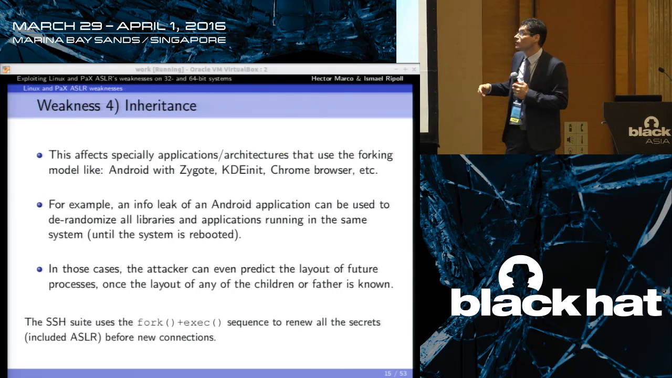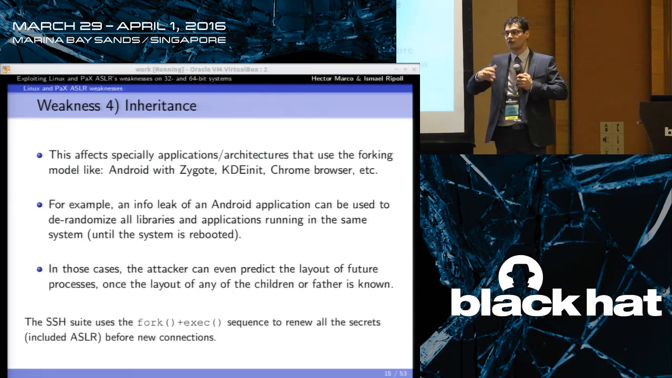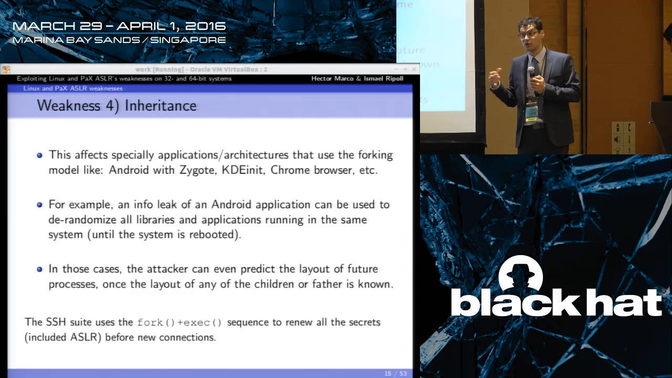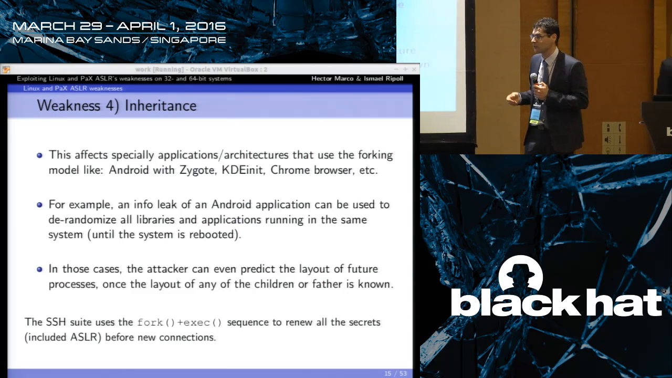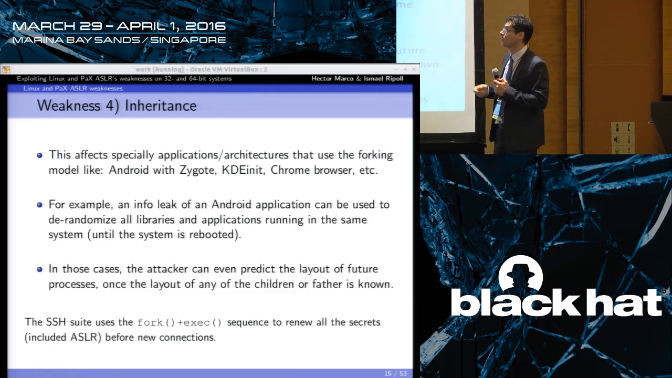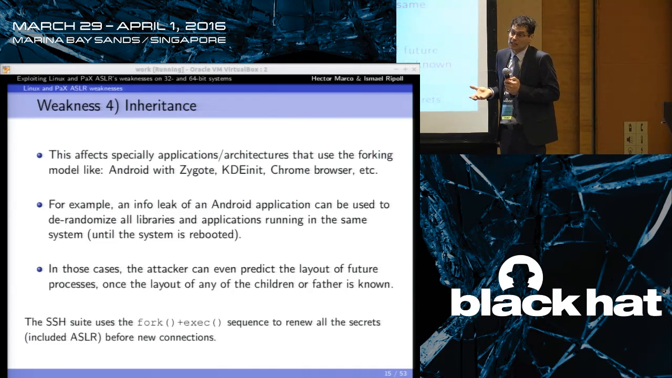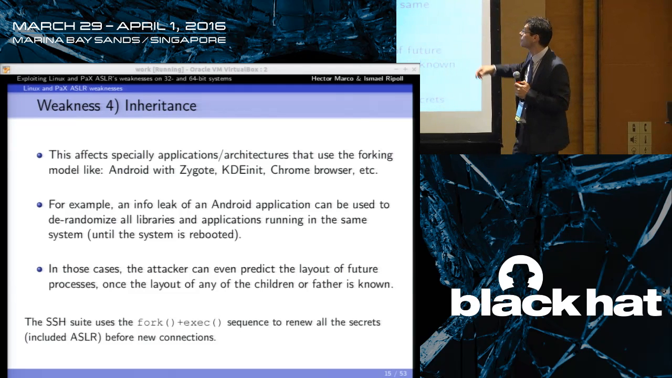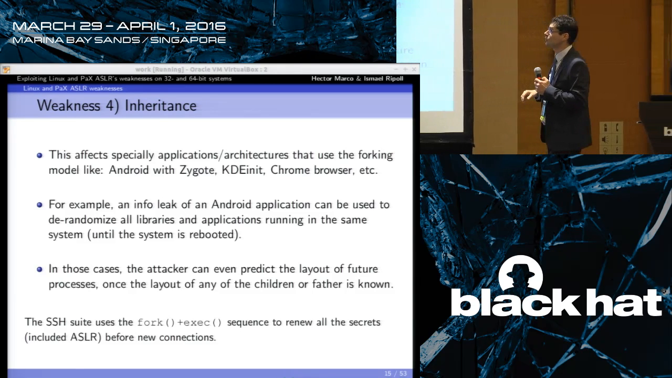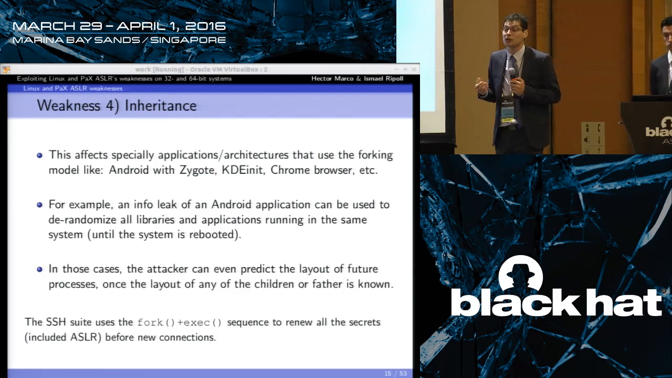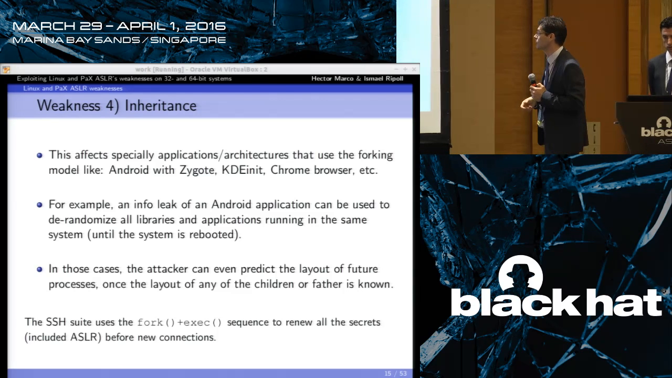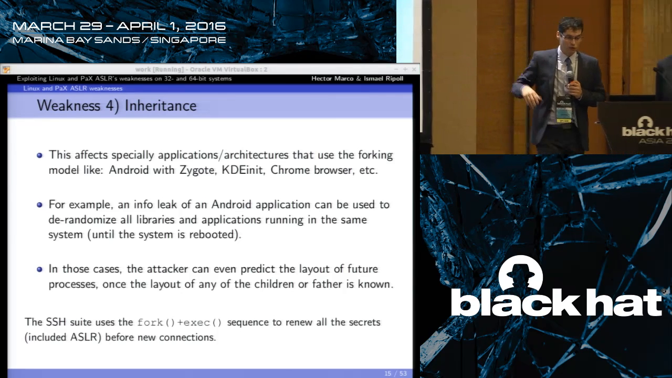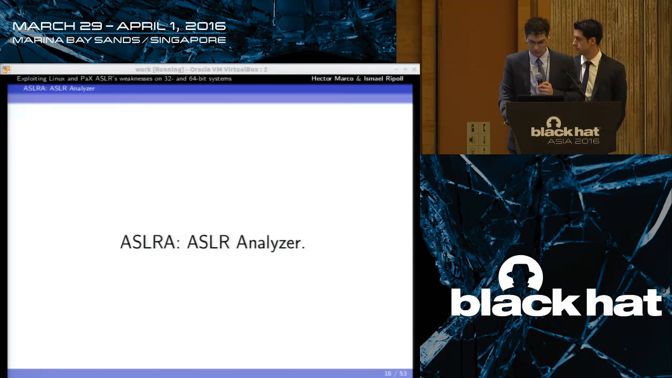Okay, and this is interesting in applications, frameworks or architectures that use a lot of forking without exec. Because exec renews all the secrets of the process, the canary, and the ASLR. So Android with Zygote, for example, has this kind of weakness. Some launchers used in desktops, the Chrome browser has a similar concept to Zygote, and any process that uses the forking model, for example Apache, also uses the forking model, and so on. So it's what I said: you can predict the layout of your siblings, and that's all.